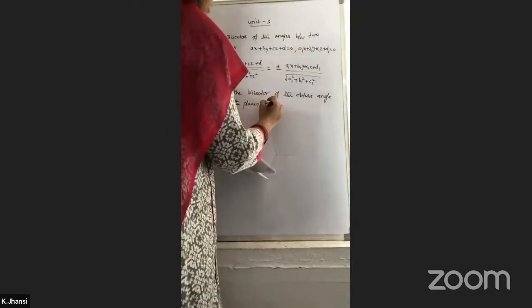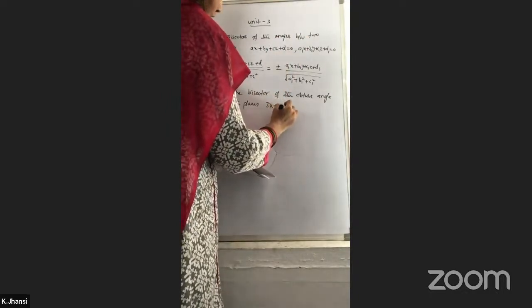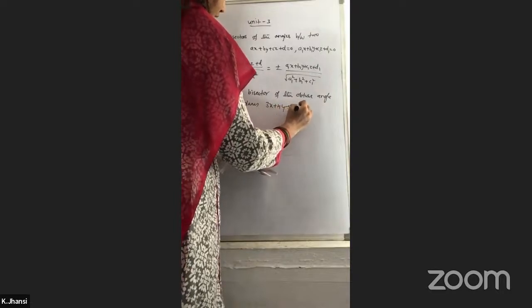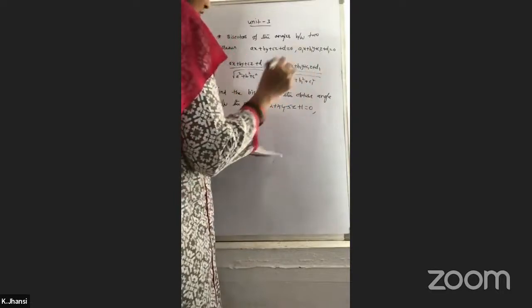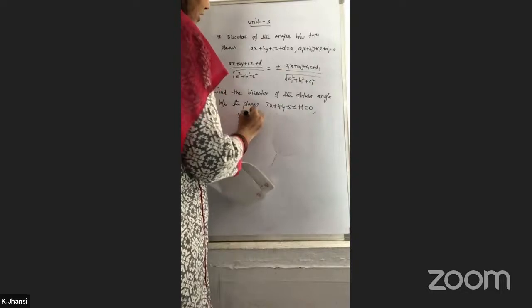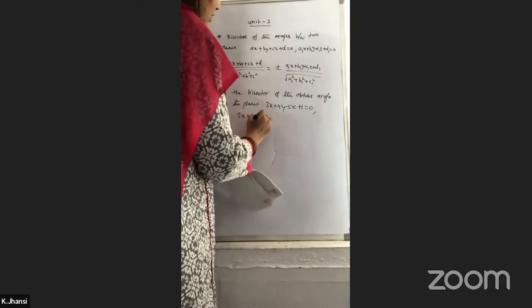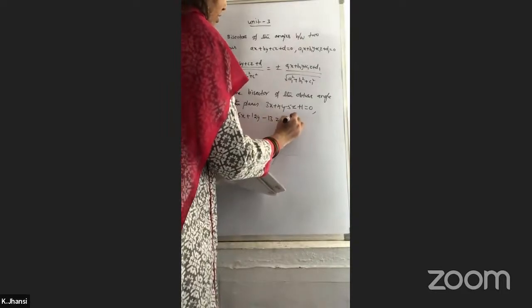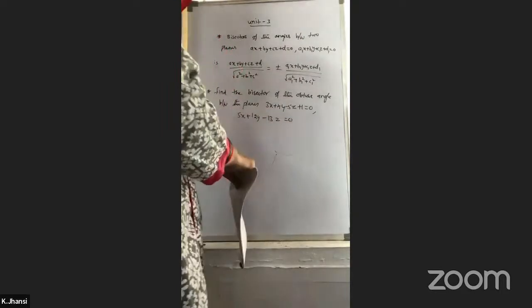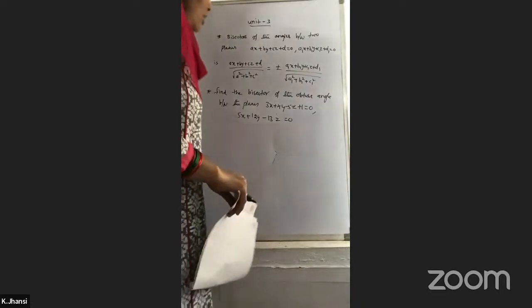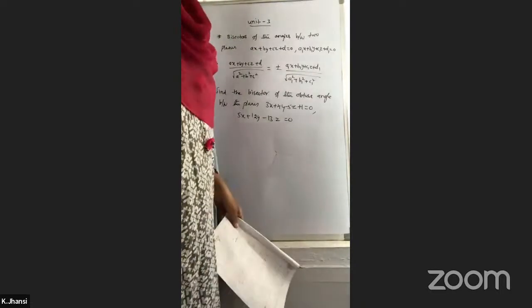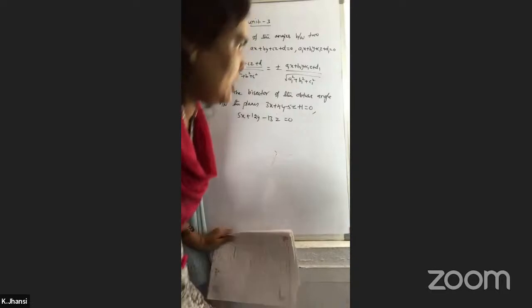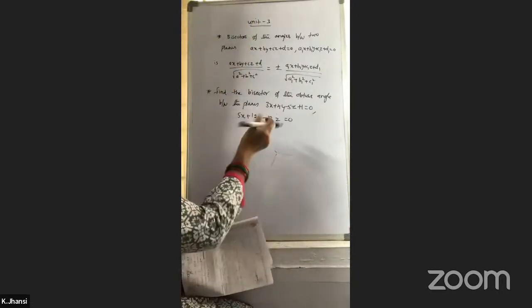The first plane is 3x plus 4y minus 5z plus 1 equals 0. The next one is 5x plus 12y minus 13z equals 0. These are the two given planes. With the help of that, we have to find which plane is making the obtuse angle with the given planes.